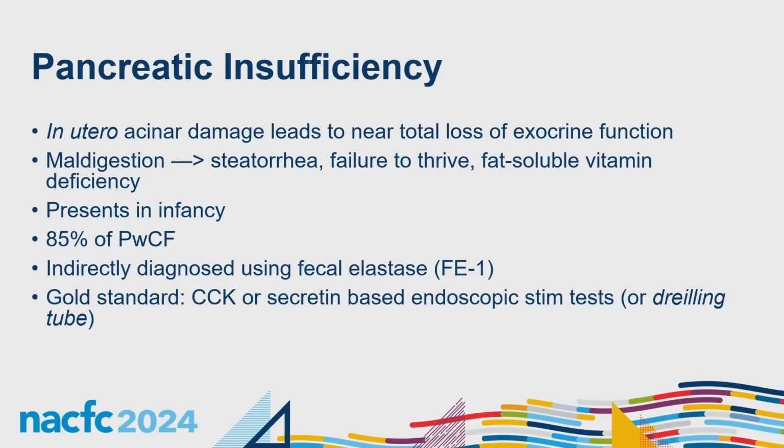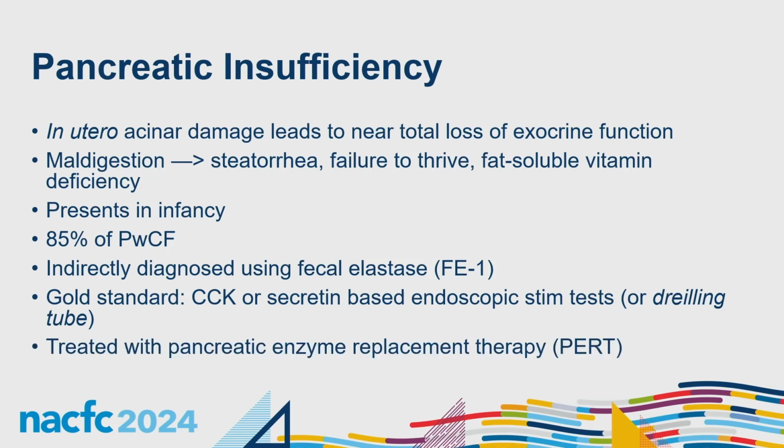Exocrine pancreatic insufficiency is usually indirectly diagnosed using fecal elastase, with less than 200 micrograms per gram considered to be abnormal or insufficient status. However, the gold standard for diagnosis is direct testing using CCK or secretin stimulation. This is typically done endoscopically, but because this is invasive, cumbersome, and expensive, it's rarely done. When diagnosed with insufficiency, it's managed with the use of pancreatic enzyme replacement therapy, or PERT.